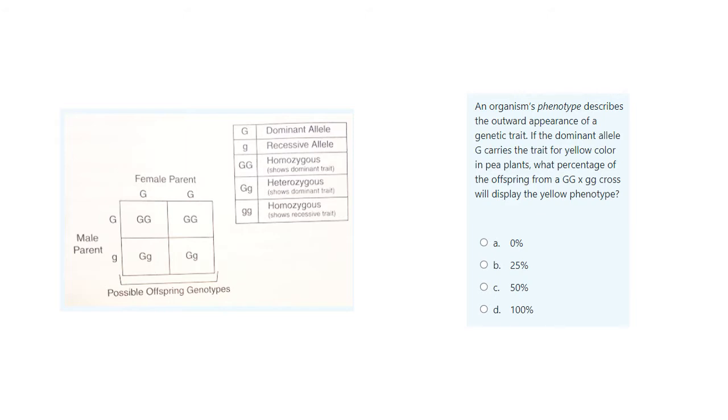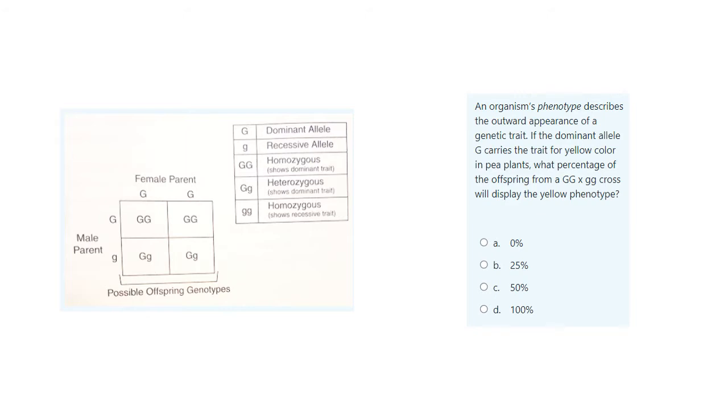So the phenotype is what you can see. There would be two types of phenotype. They have the trait or they do not have the trait. The genotype would be the type of genes. There would be three types of genotypes: dominant homozygotic, recessive homozygotic, and heterozygotic. So the phenotype is what is showing.